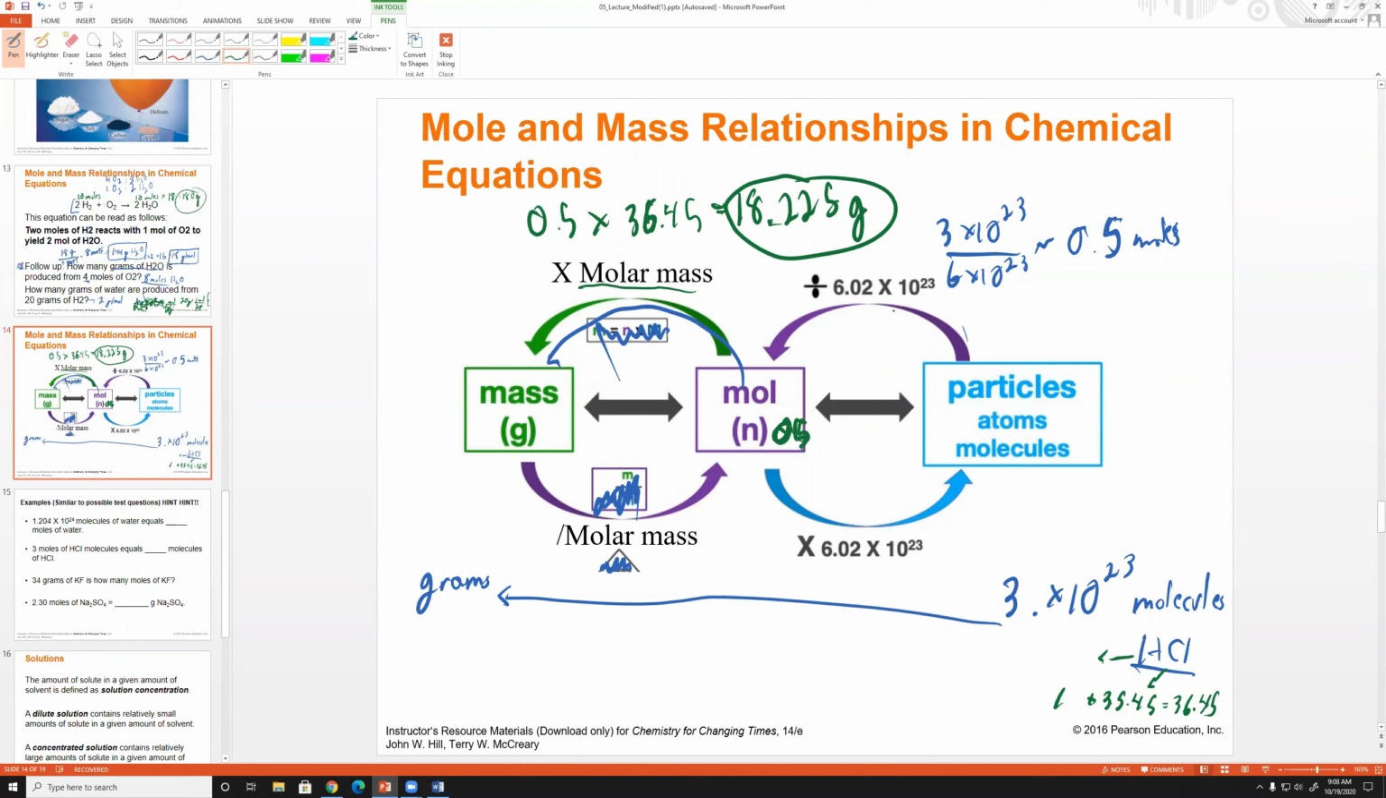And you can go backwards too. If you had the grams and I was asking you for the moles, you would divide by the molar mass and basically just do the opposite. You would divide by molar mass and then you would multiply by Avogadro's number. So hopefully that makes a little bit of sense. With the examples that we're going to do in the next slide, it'll make more sense, hopefully, and we'll go over them together.